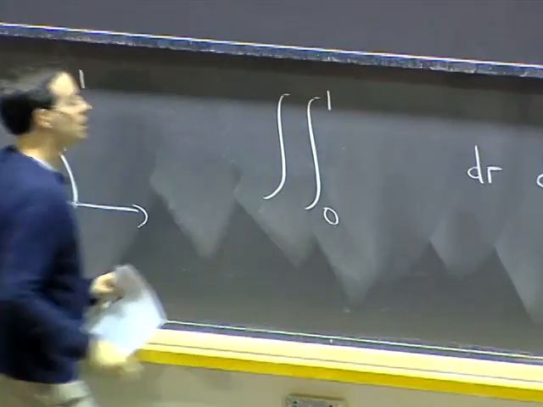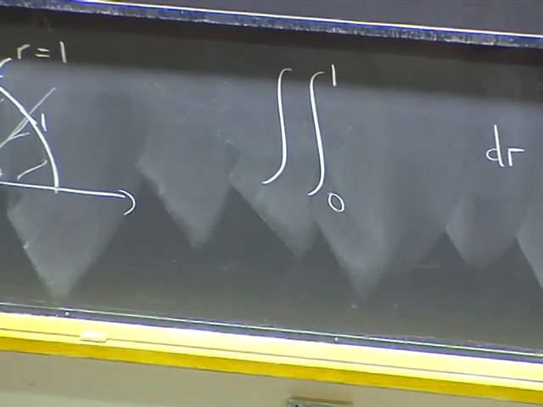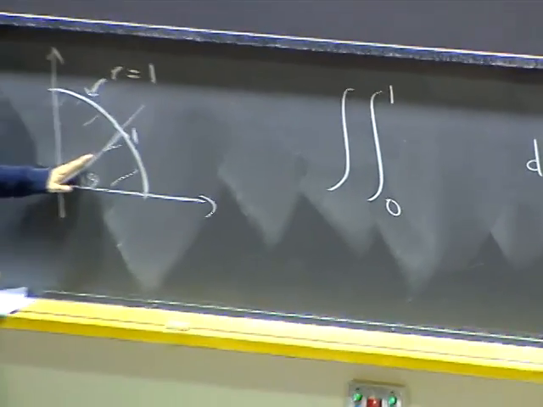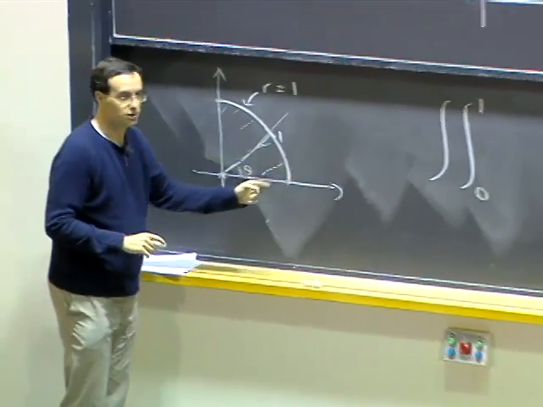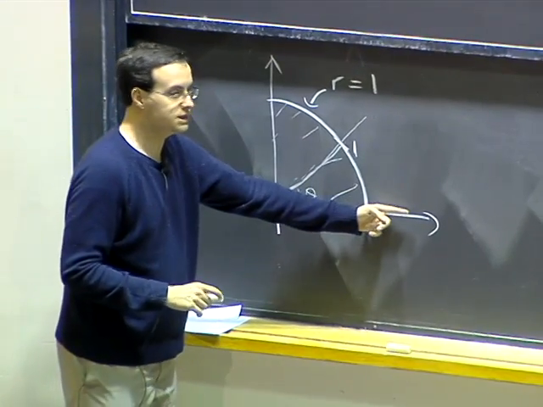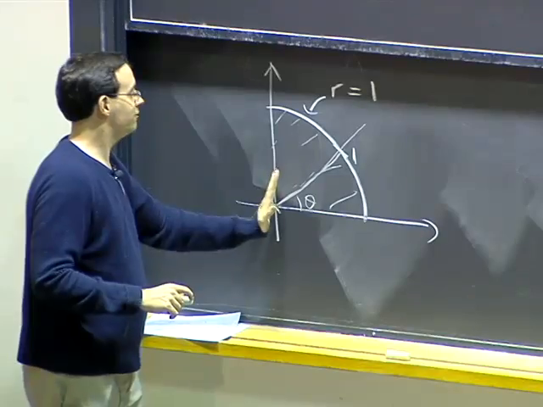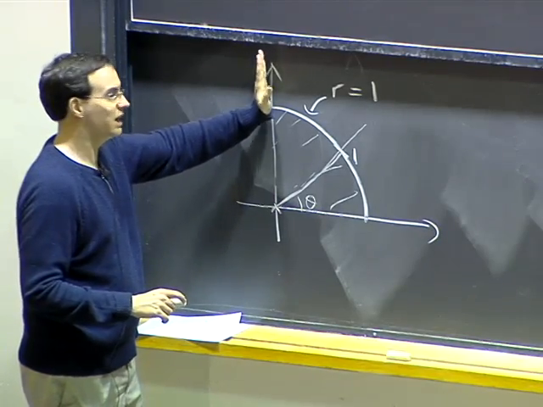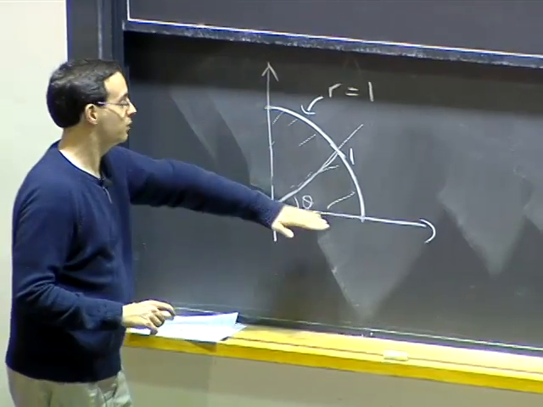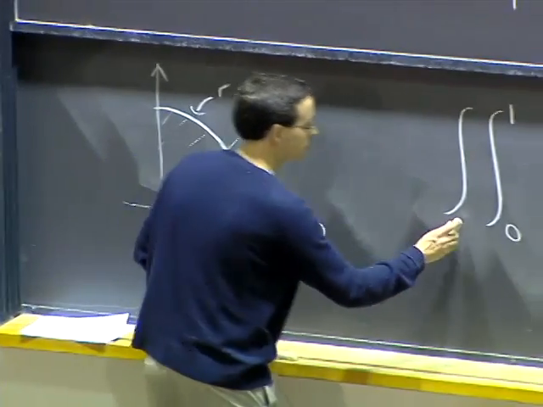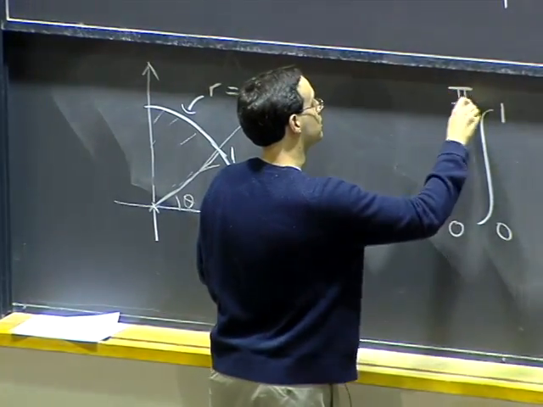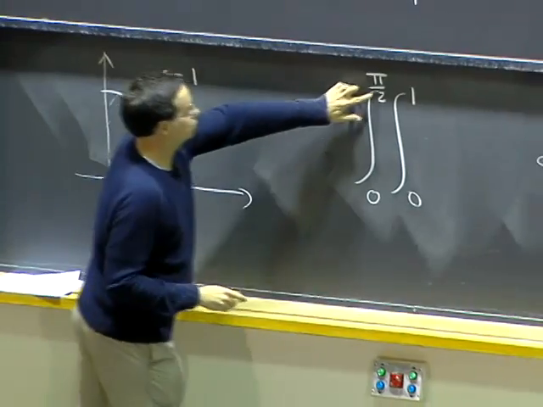Okay. What about theta? Well, the first ray that we might want to consider is the one that goes along the x-axis. That's when theta equals 0. And we'll stop when theta reaches pi over 2 because we don't care about the rest of the disk. We only care about the first quadrant. Okay, so we'll stop at pi over 2.